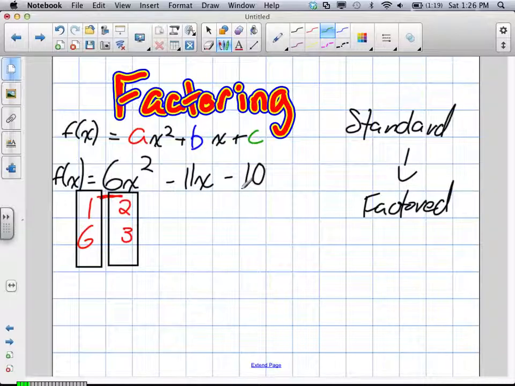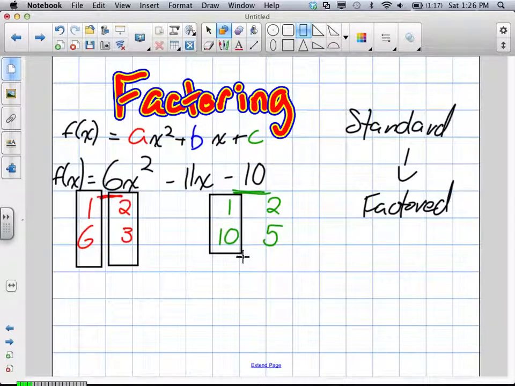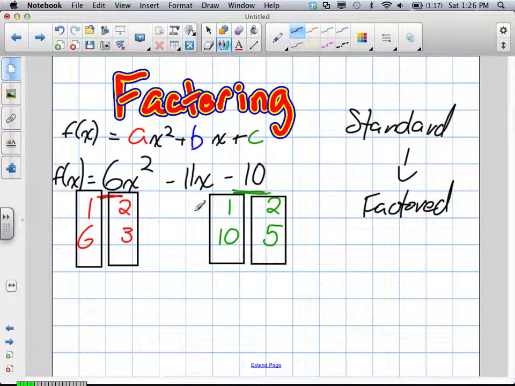Then we look for the factors of c. So we got 1 and 10 and 2 and 5. And again, the same idea. These are pairings. We can't really split them up. And now that we have these pairings, what we're going to do is multiply columns. So see how we have them in 4 different columns?